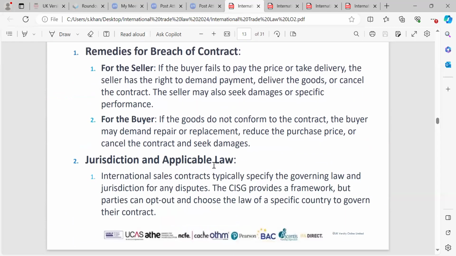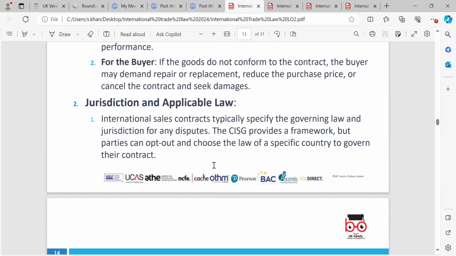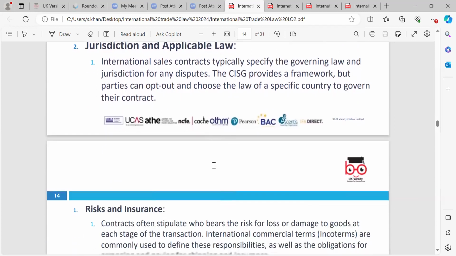Remedies for breach of contract. For the seller, if the buyer fails to pay the price or take delivery, the seller has the right to demand payment, deliver the goods, or cancel the contract. For the buyer, if the goods do not conform to the contract, the buyer may demand repair, replacement, reduce the price, or seek damages. Jurisdiction, applicable law.